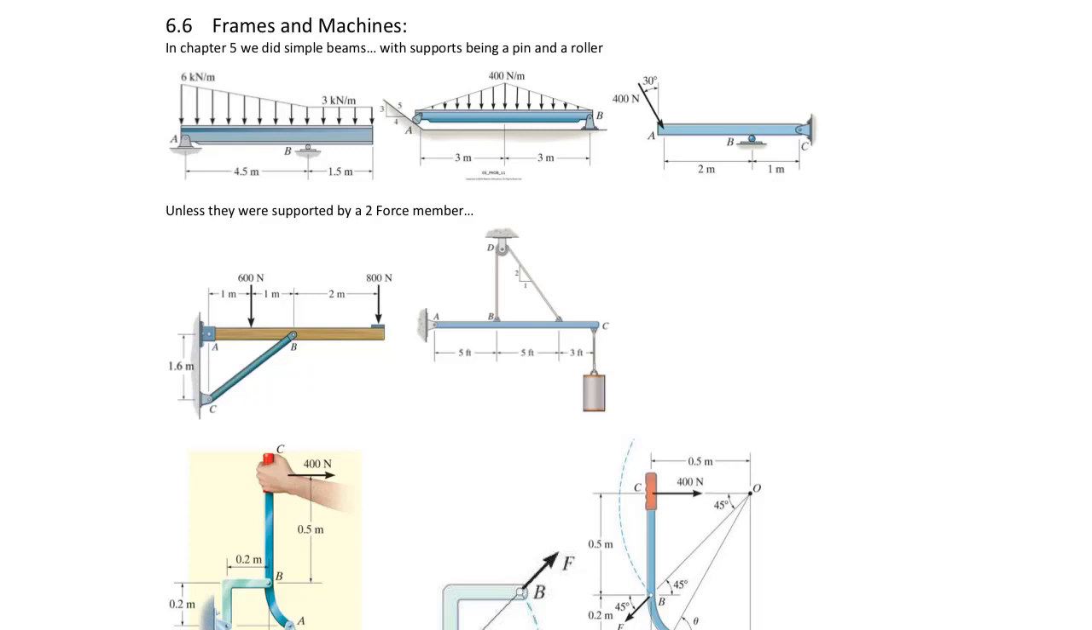Well, we're continuing on frames and machines here in section 6.6. I just want to do a little bit of review with you. If you remember in chapter 5, we did simple beams, simply supported beams that have a pin and a roller, unless they were supported by a two-force member.